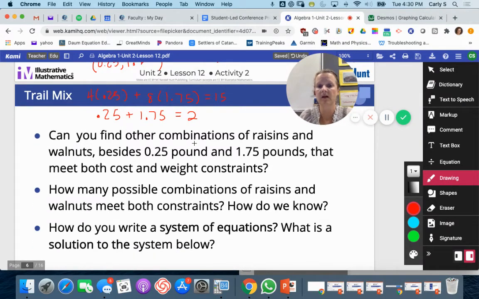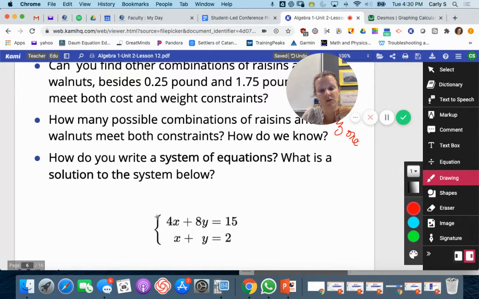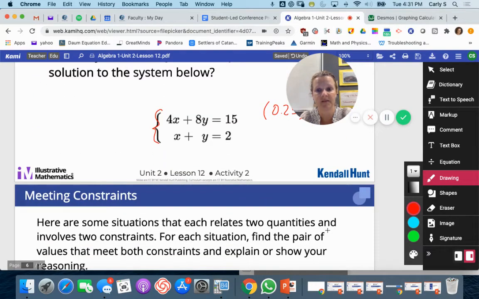So how many possible combinations of raisins and walnuts meet both constraints? Only 1. Because graphically, you only have 1 ordered pair that is both a solution to the blue line and the red line. And how do you write a system of equations? What is the solution to the system below? This is how you write a system of equations. You write your first equation with your squiggly line and your second equation. And the solution is 0.25, 1.75, because it's the only ordered pair that is true for both the first equation and the second equation.